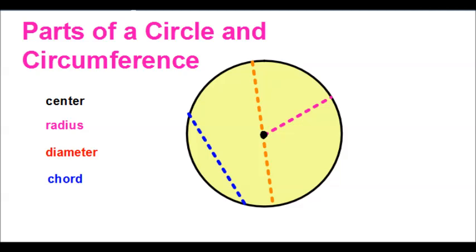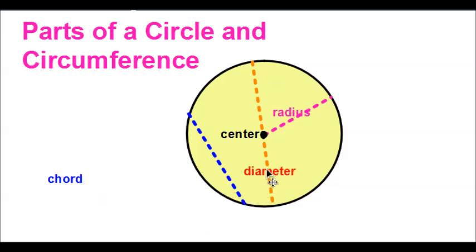Parts of a circle and circumference. The center of the circle is called simply the center. A radius is a line segment from the center to an outside edge point. The diameter goes from one point on the edge of the circle to another and goes through the center.